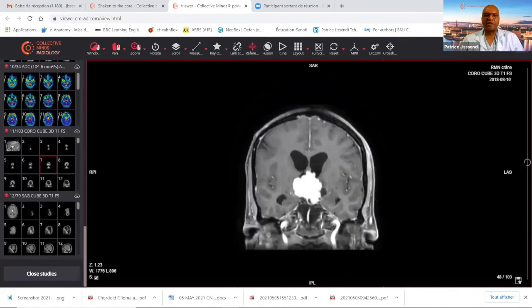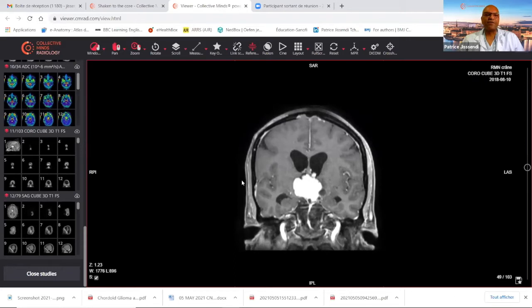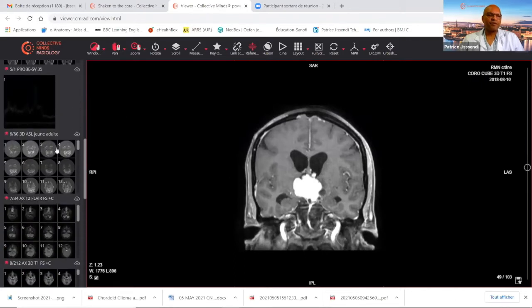And the same thing can be seen on reformatted coronal T1 with gadolinium. As you can see here, the enhancement is very strong, and it goes a bit through the foramina of Monro on the left. Then we can also take a look at the perfusion images.